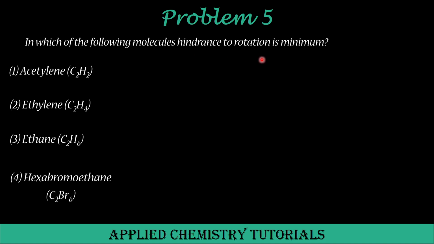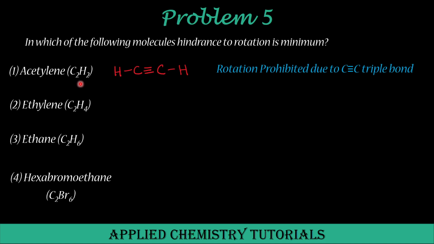Now to the last problem, problem 5. In which of the following molecules is hindrance to rotation minimum? Acetylene, ethylene, ethane and hexabromoethane. All these 4 compounds are 2 carbon compounds. Now for the first one, there is a triple bond in acetylene and any bond rotation around the triple bond is prohibited. So the hindrance to rotation is maximum for acetylene.